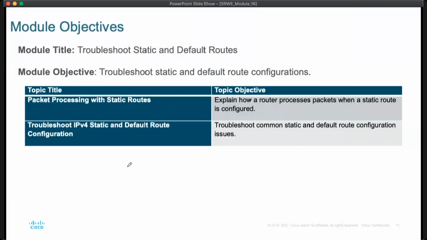Packet processing with static route. This will explain how a router processes a packet when a static route is configured. Next one, troubleshoot IPv4 static and default route configuration. This topic will explain troubleshooting common static and default route configuration issues.